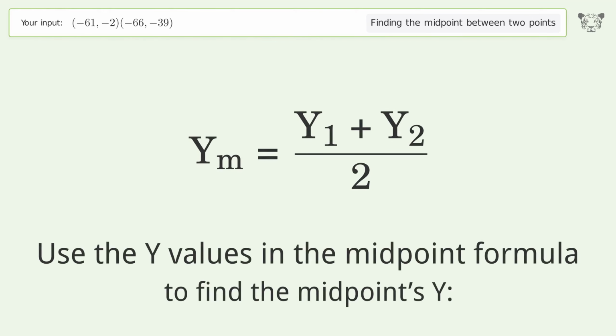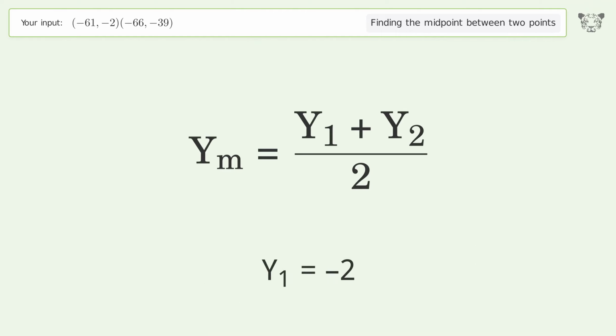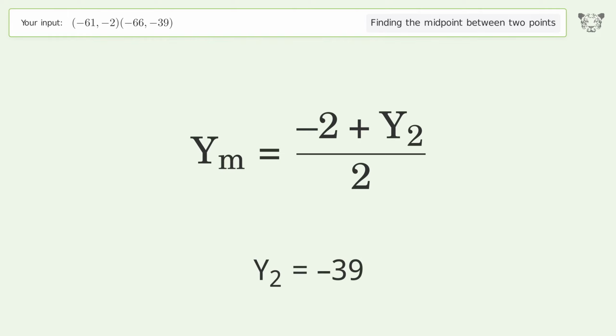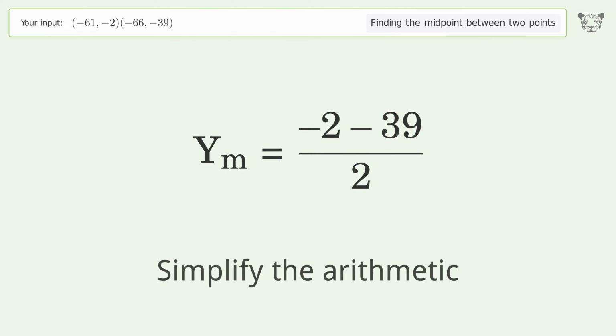Use the y values in the midpoint formula to find the midpoint's y. y1 equals negative 2. y2 equals negative 39. Simplify the arithmetic.